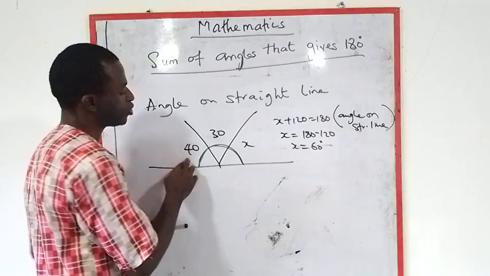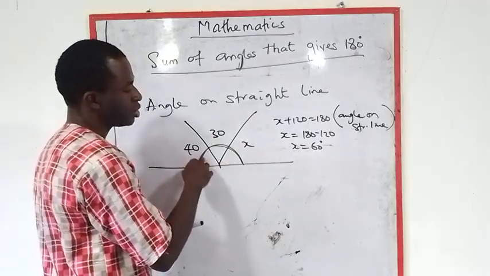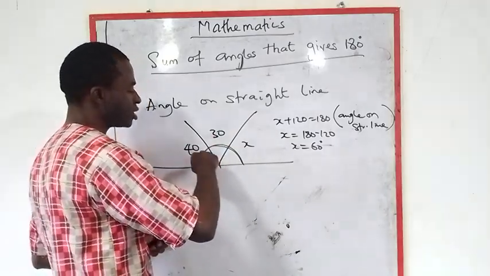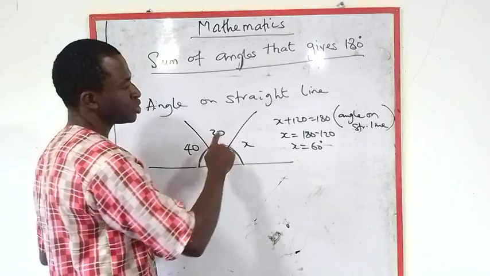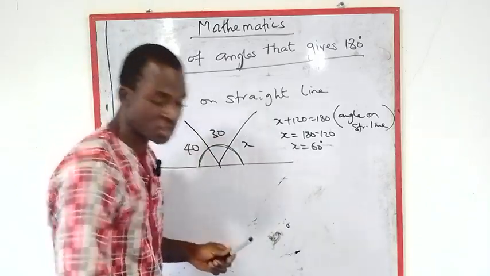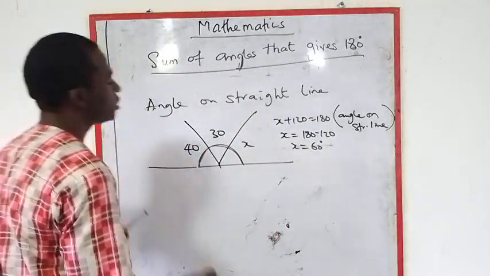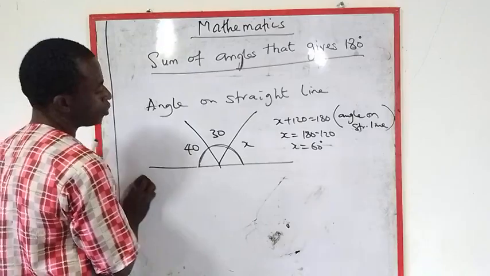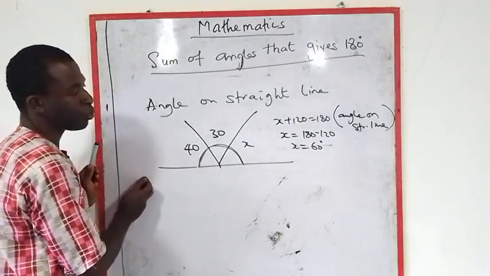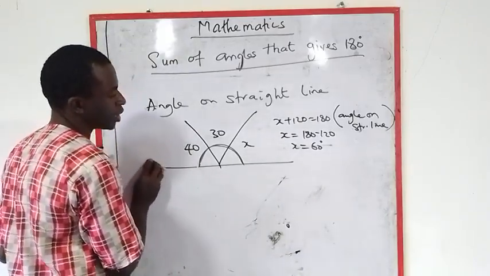You are going to add up everything, in as much as it's on a straight line, and say it is equal to 180, with our reasons. If you don't give your reason, the examiner who is marking your work will definitely deduct your mark.